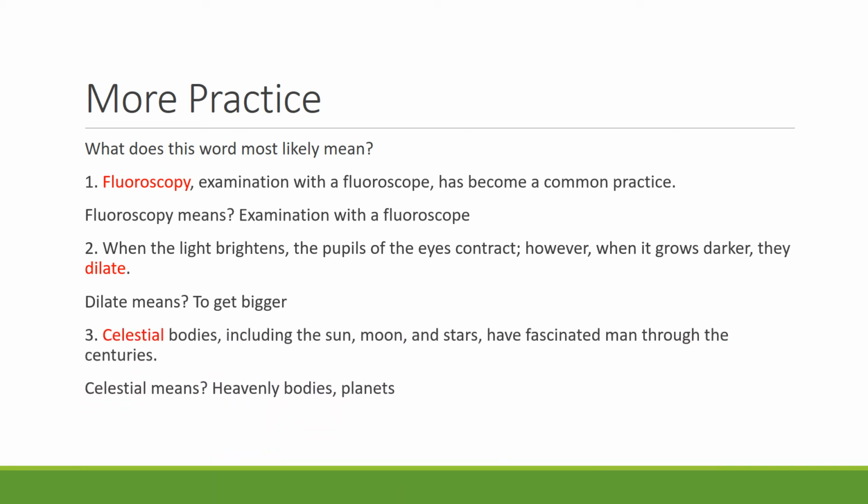Number three, celestial bodies, including the sun, moon, and stars, have fascinated man throughout the centuries. Celestial most likely means heavenly bodies or planets. We can tell this because we are given examples: the sun, the moon, and the stars. Based on this context, we can figure out what celestial means. Are you ready for one more practice?